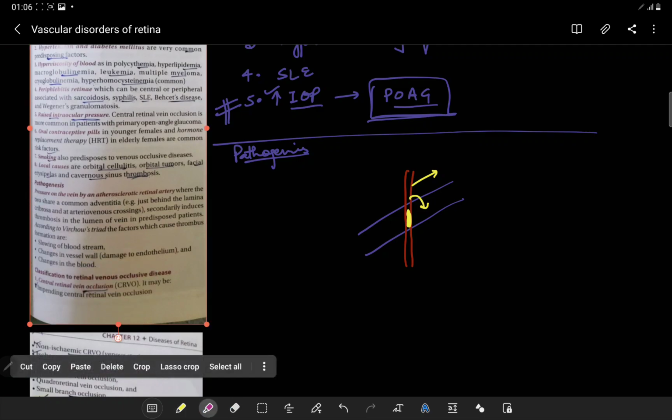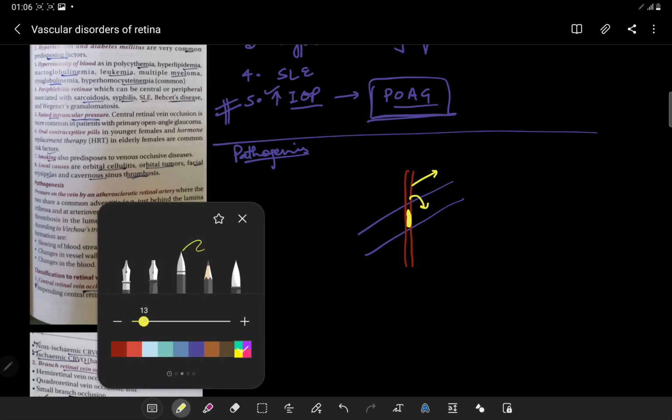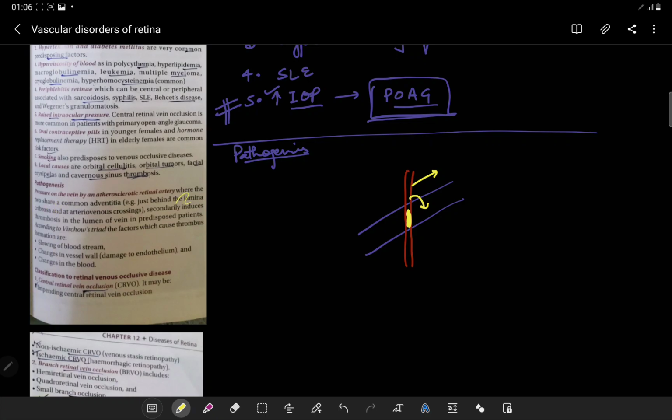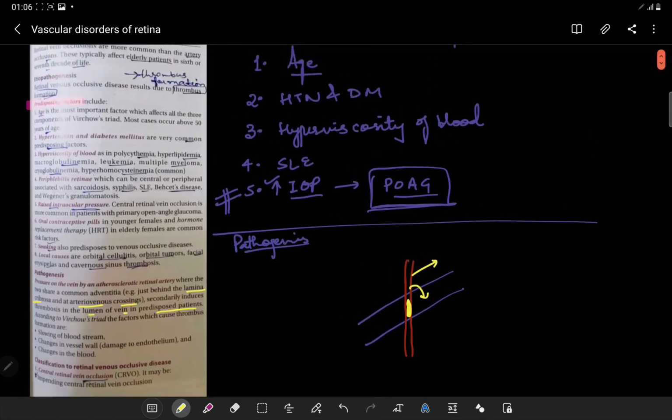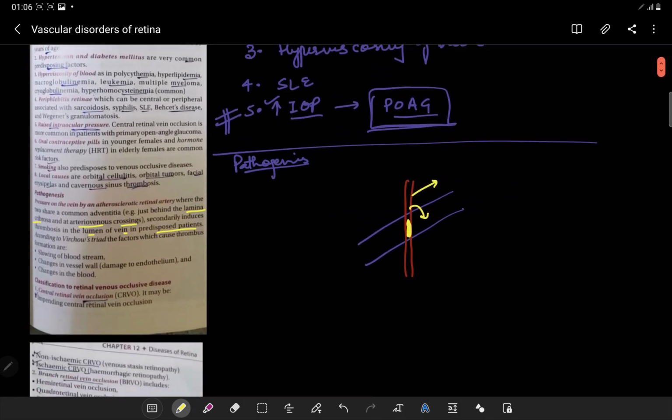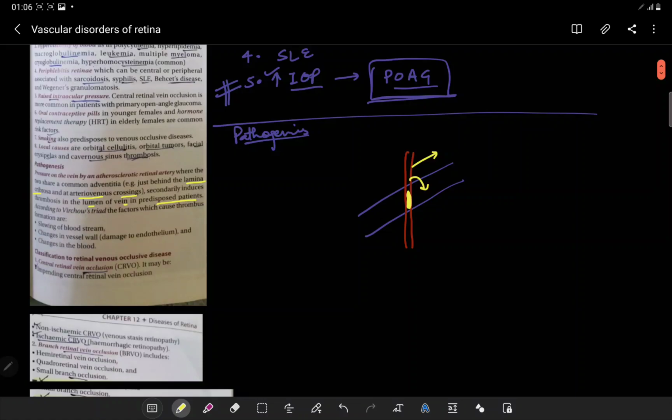What happens is there is pressure on the vein by the atherosclerotic retinal artery, where they share a common adventitial sheath just behind the lamina cribrosa and at the AV crossing. These are usually seen at the lamina cribrosa and the AV crossing, where both the vein and the artery share the common adventitia. Secondarily, it induces thrombosis in the lumen of the vein in predisposed patients.